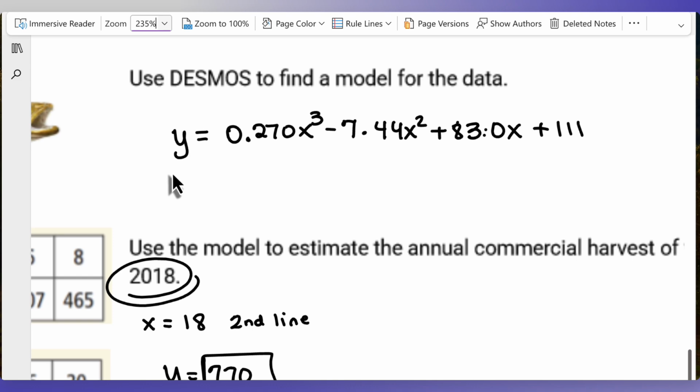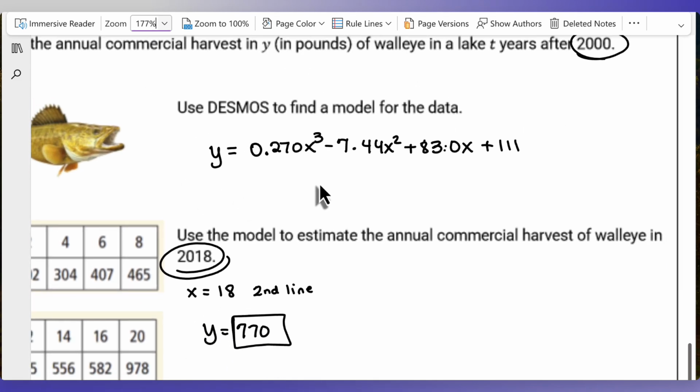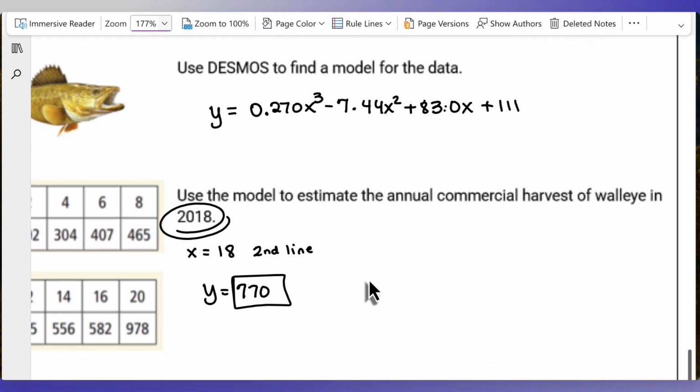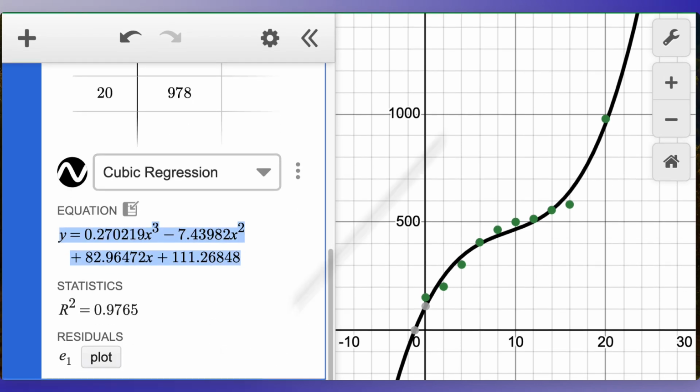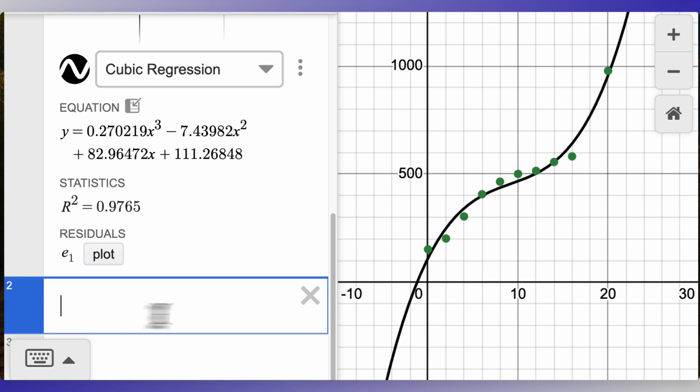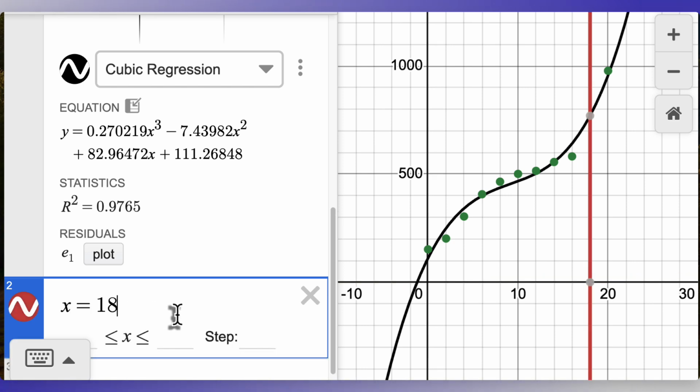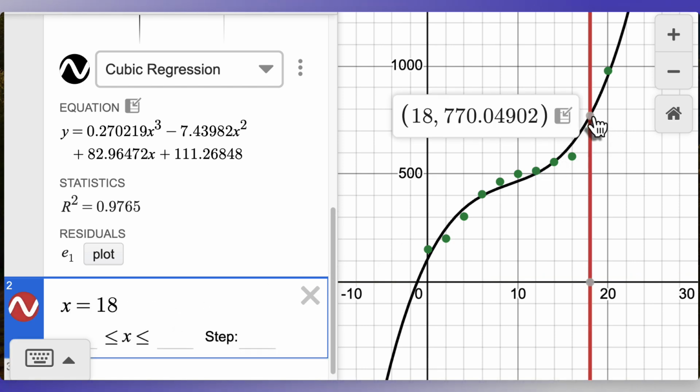You can put y, you can put f of x. It doesn't matter which one that you use. And now that you've got that stored in your computer, you can just do that second line method to help make predictions. So to make a prediction for the year 2018, once again, it is 18 years past that first year. So you're going to type in that second line, x is equal to 18. Okay, I made it work. So we're going to type in x is equal to 18, and it pops up right there.